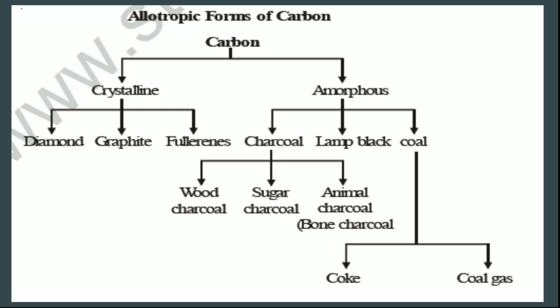So first is the crystalline form and then the amorphous form. Crystalline forms can be diamond, graphite, and fullerenes, whereas amorphous forms can be charcoal, lamp black, or coal. Coal can be coke and coal gas, and charcoal can be wood charcoal, sugar charcoal, and animal charcoal. So these are the allotropic forms of carbon.